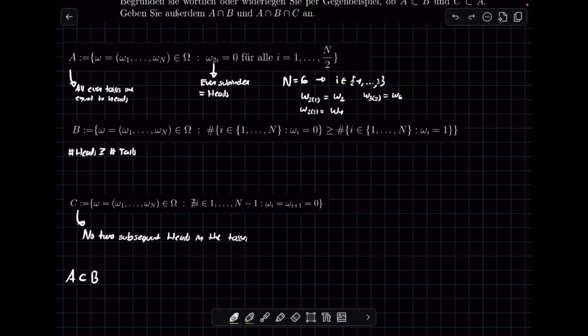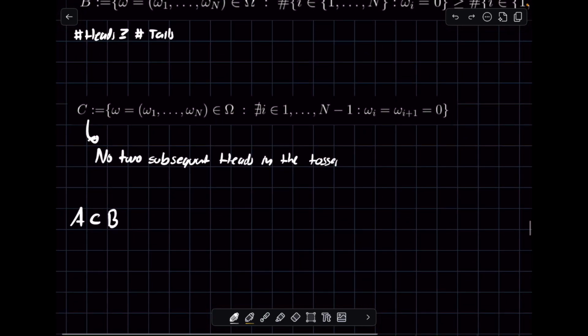Maybe in A, we won't have more heads than tails because n is even, but we will have at least as many tails as we have heads. Therefore, it is a subset of B. I'm not going to write it because I already explained it, but that's pretty much intuition.